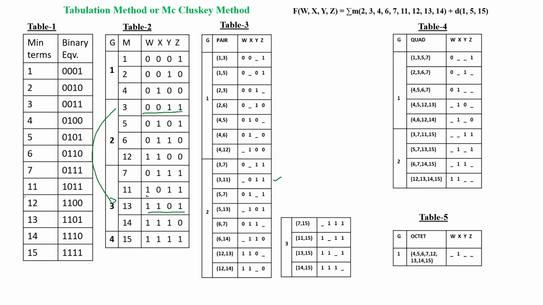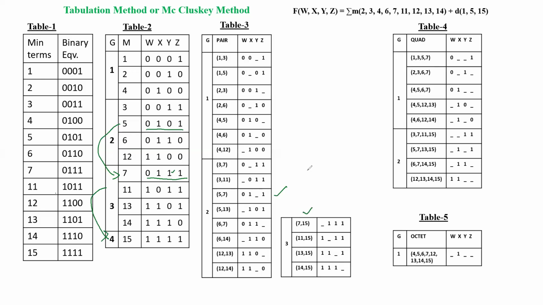Next we are going to take another one, that is 5. Now we'll make the pair with 5 and 7. If we compare here, which bit is changing? Y is changing. So in place of Y, we'll write the underscore. Like this, we are going to compare each min term of one group with another, and we have the formation of the groups here. Again, we are going to compare group 3 with 4.